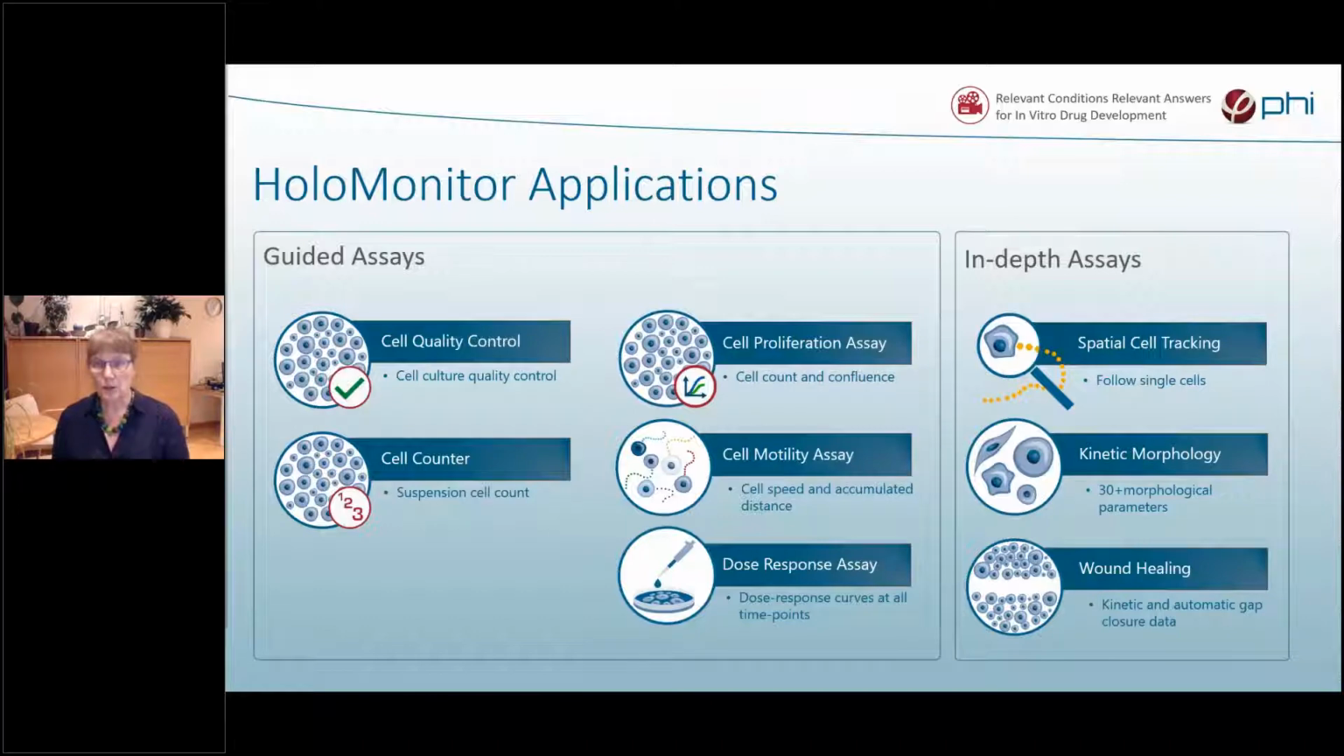So based on this technology, digital holographic imaging, what can the HoloMonitor do? Our software is capable of two types of assays. We have the guided assays that will walk you through the setup and the running of the experiment. And the results are displayed while running the experiment. So as soon as the experiment is done, you have your results. You get quantitative results for cell count, for proliferation, for population motility, and for dose response.